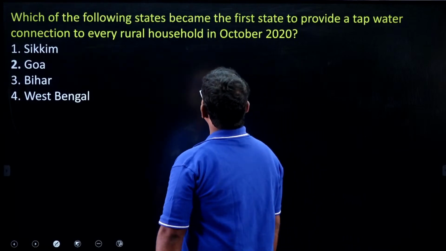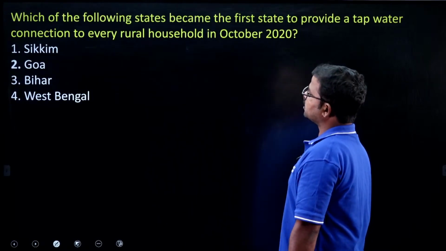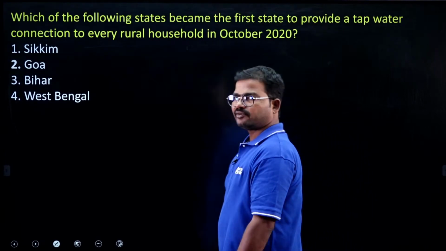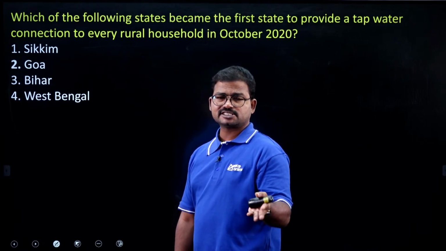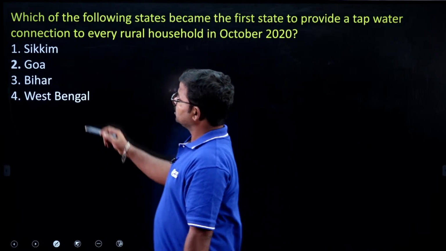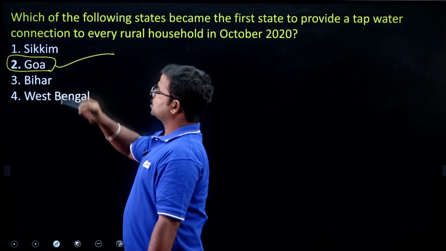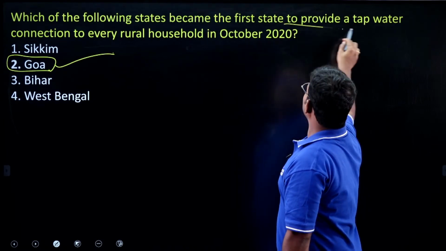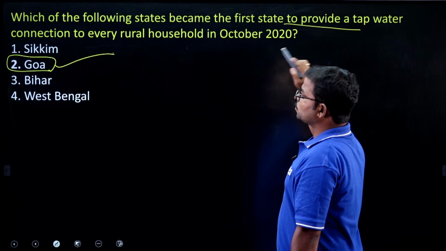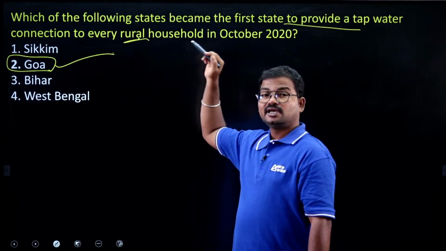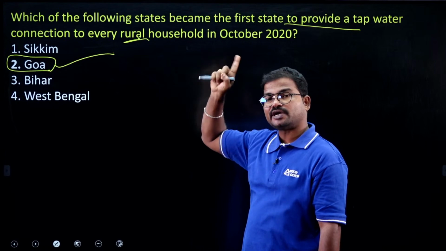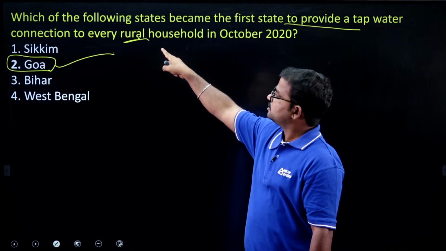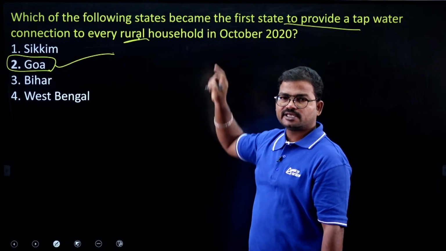Next, which of the following states became the first state to provide tap water connection to every rural household in the year 2020? Actually, we have the Jal Shakti Abhiyan. According to that, the first state is Goa. Option 2 is the right answer. It attained first state status to provide tap water connection to every rural area. Here they didn't mention urban areas. If they mentioned urban, you would have to consider Puri, located in Odisha, but here the question is about rural areas.